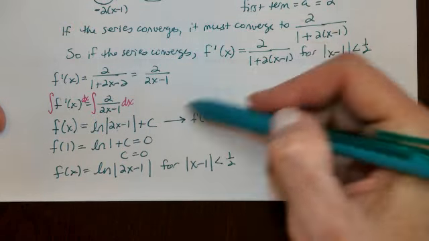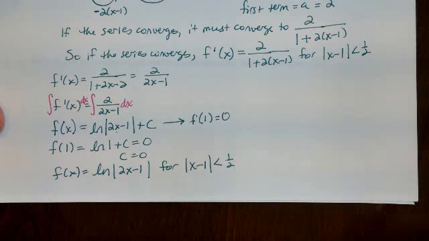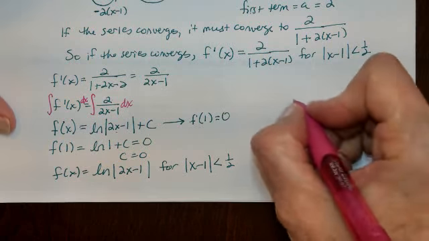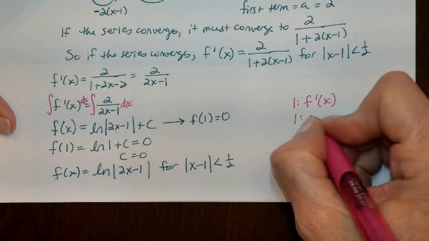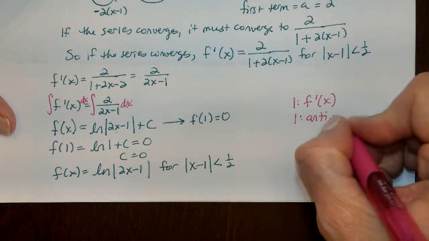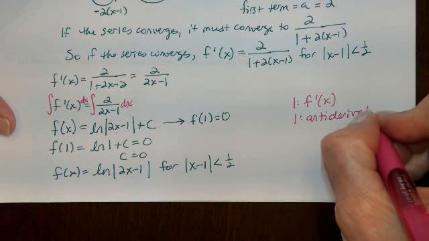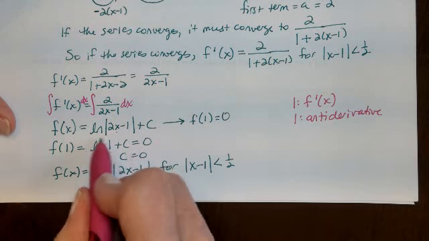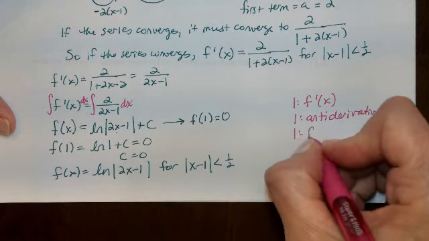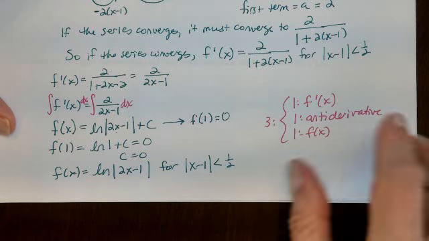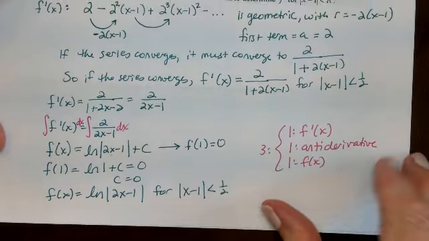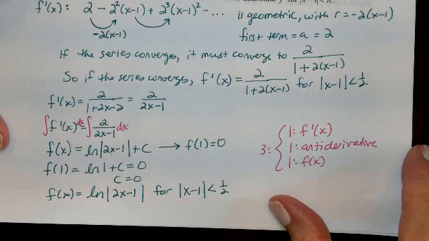Tough little problem. Yeah? That was a tough one. Sometimes they throw a little zinger at you. 1 point for f prime of x, 1 point for the antiderivative, and then 1 point for f of x. Tough little problem. Wondering if you got any of it. Okay, let me know.